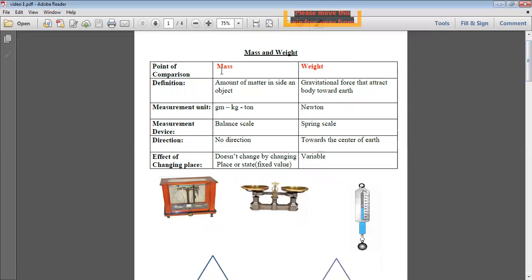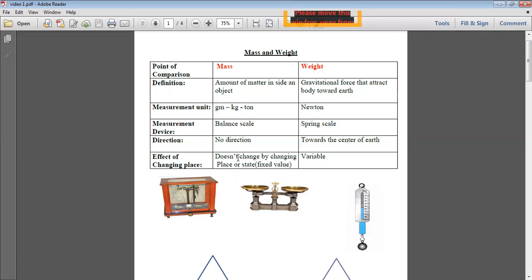Now the units for the mass: we have gram for small masses like a ring or bracelet, anything that's made of gold or silver. Kilogram for big masses and ton for very, very big masses. We can measure the mass by a balance scale, and we have many types: 2-arm balance scales and 1-arm balance scales. For the 2-arm, we have the sensitive balance and the common balance. For the 1-arm, we have a balance with a pointer, and also a digital balance.